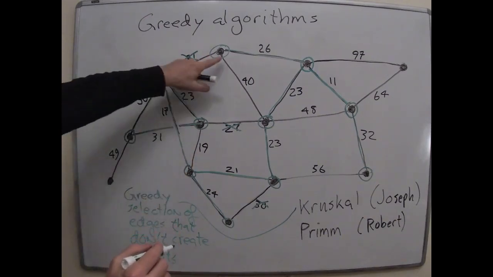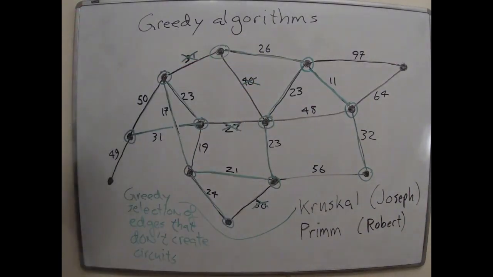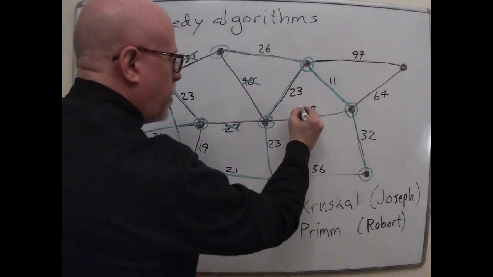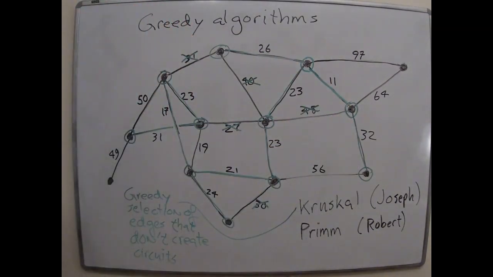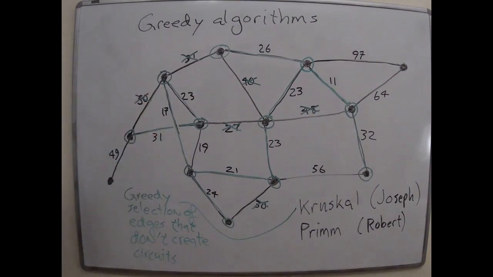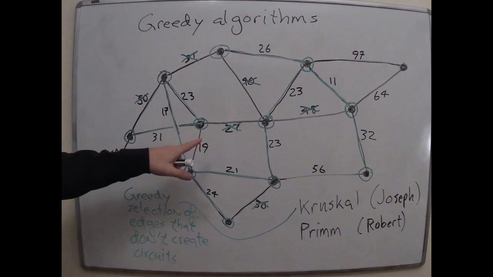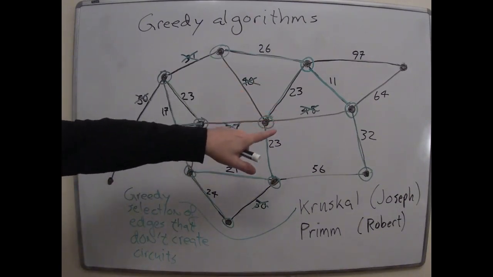How about the 40s? There's a 40, but we can't put it in. It would form a circuit. 48? Nah, sorry. That would make a circuit too, right? There'd be a triangle right there. 40, I think we're done with the 40s. The 50. That makes a triangle right there. We shouldn't add it. 50, and then I think I've either crossed things out or used them for most of these edges.